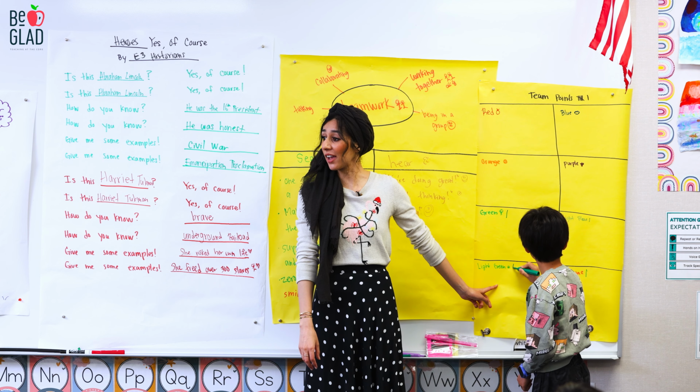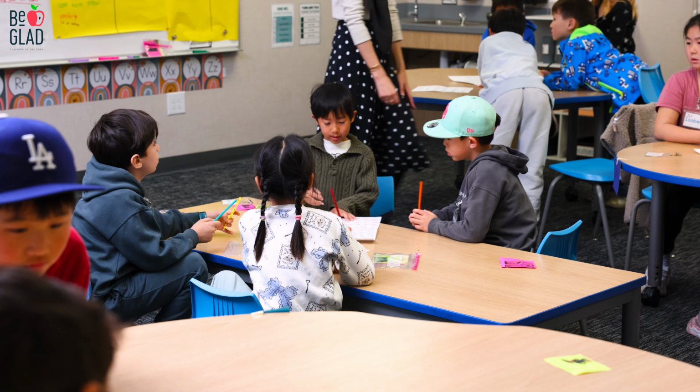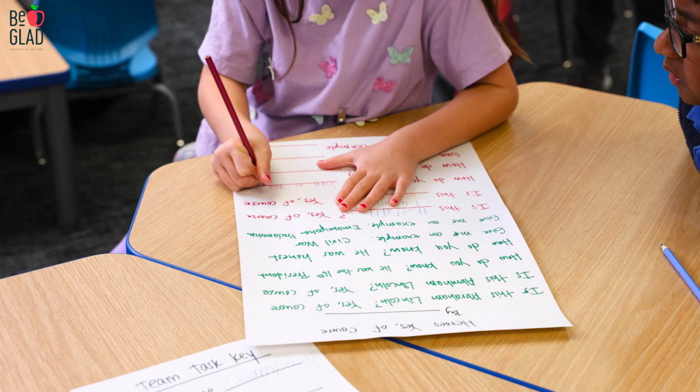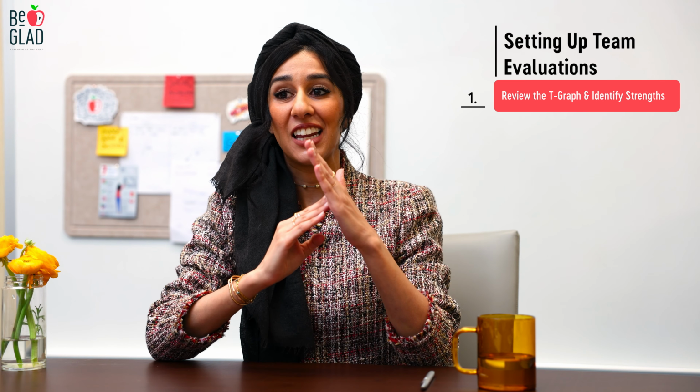Once a T-Graph and team points have been introduced, students will engage in team projects that require collaboration. A team evaluation allows students to check in on their progress, reflect on their strengths, and set goals for improvement. How do you implement team evaluations? Step 1. Review the T-Graph and identify strengths.